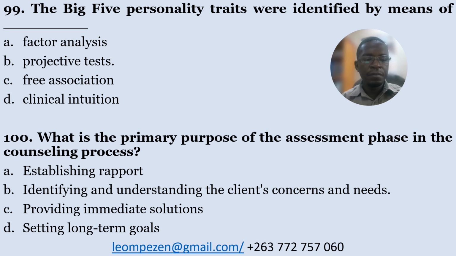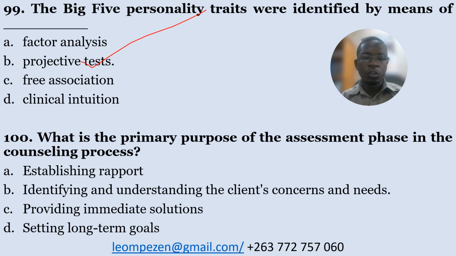Number 99. The big 5 personality traits were identified by means of A, factor analysis. B, projective tests. C, free association. D, clinical intuition. The big 5 personality traits were identified by means of projective tests. The correct answer here is B.